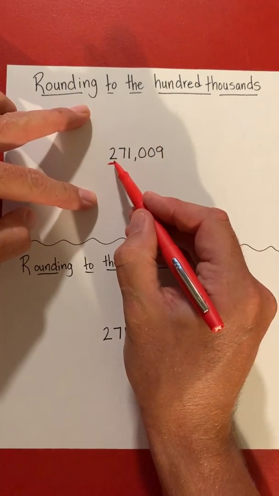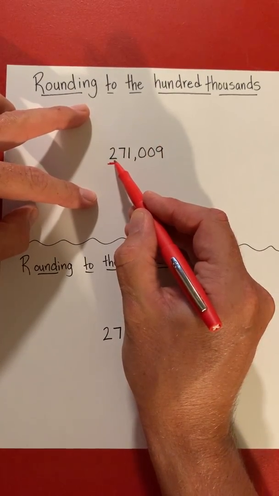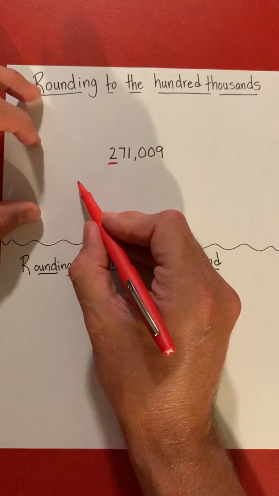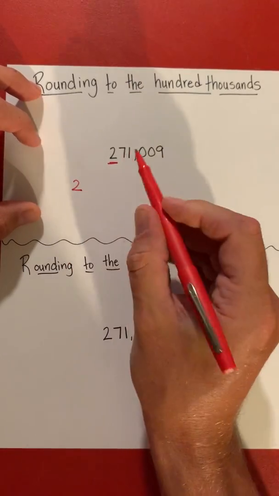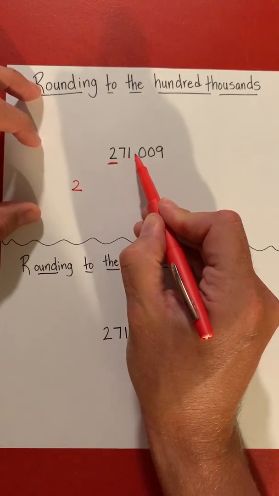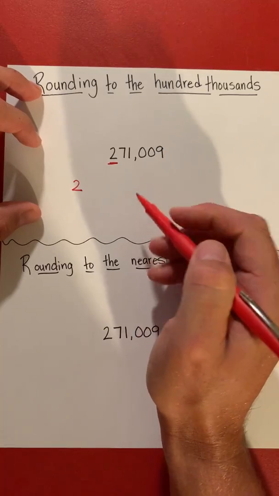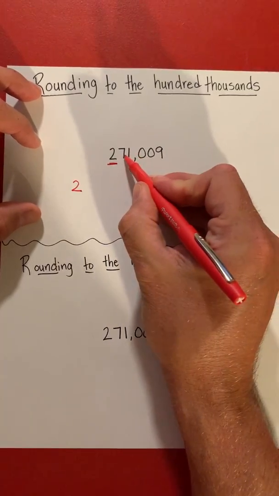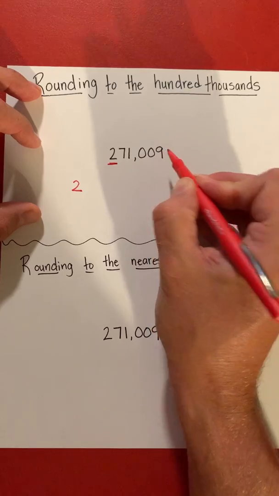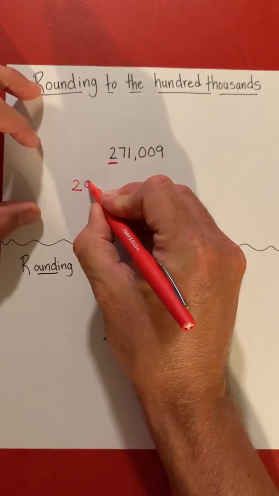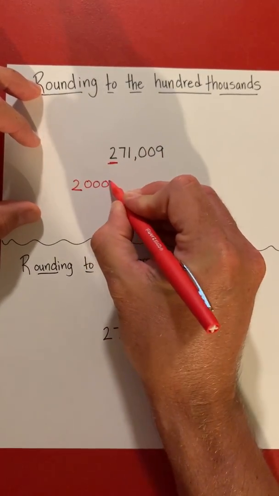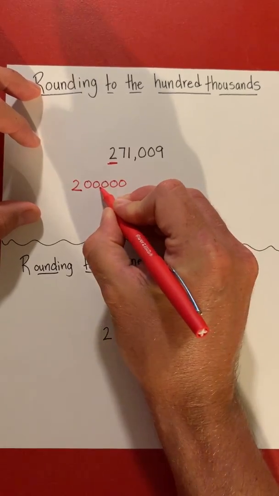To find our bottom benchmark, we're going to rewrite the number that we underlined and then count how many zeros we need to add at the end of the number. In this case, we need 1, 2, 3, 4, 5 zeros. So we'll put those in.